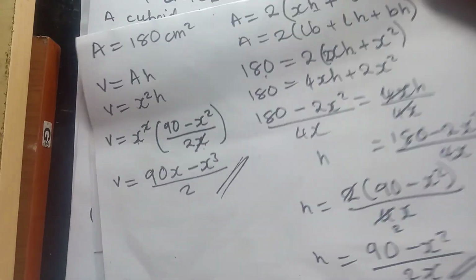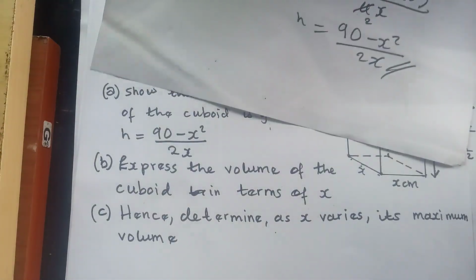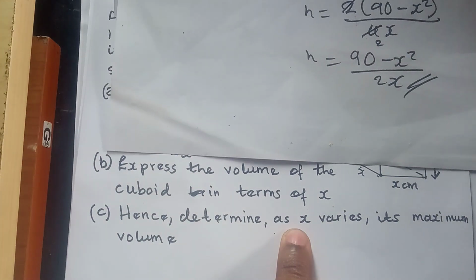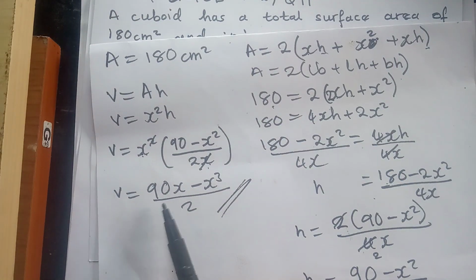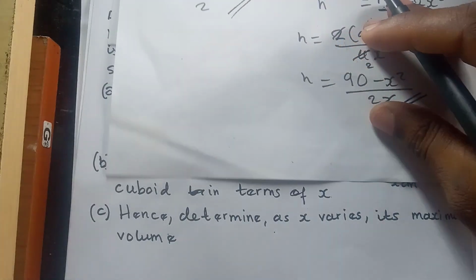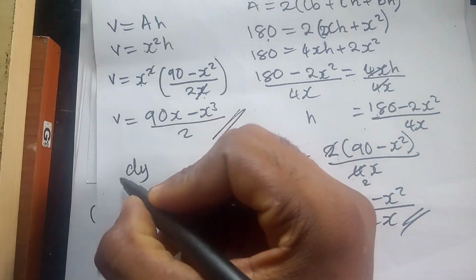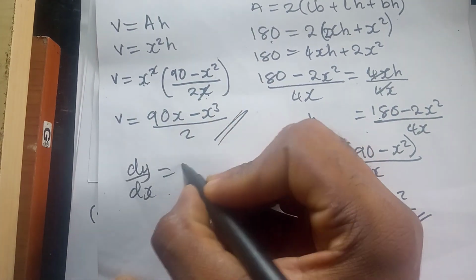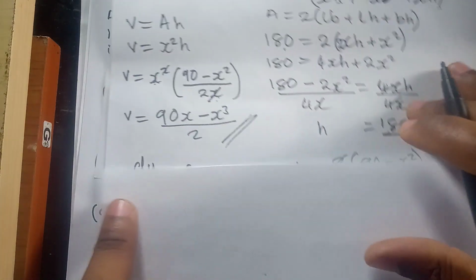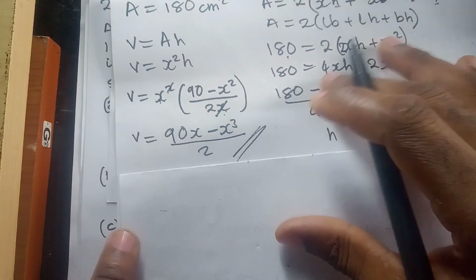So to find the maximum volume, you need to find the x values first. To do that, you can differentiate this and equate it to 0. Remember, at the maximum point or at the minimum point, dy/dx is always equal to 0. So let's quickly do that. I'll differentiate this with respect to x.